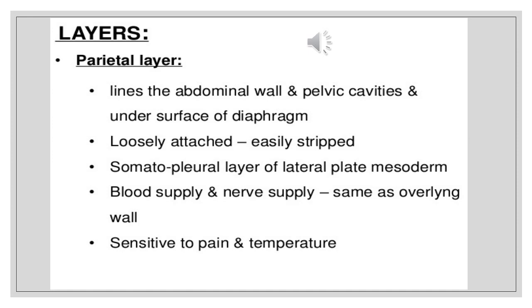The parietal layer lines the inner surface of the abdominal wall and pelvic wall and the lower surface of the diaphragm. It is loosely attached to the walls by extraperitoneal connective tissue, so this layer can be easily stripped from the body wall. Embryologically, this parietal layer develops from the somatopleural layer of lateral plate mesoderm. Its blood supply and nerve supply are the same as those of the overlying body wall. Because of the somatic innervation, the parietal peritoneum is pain sensitive.